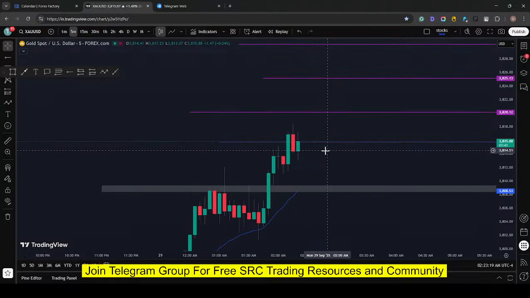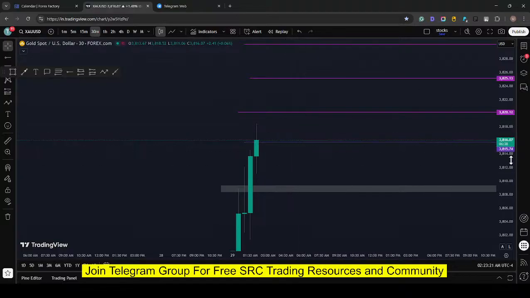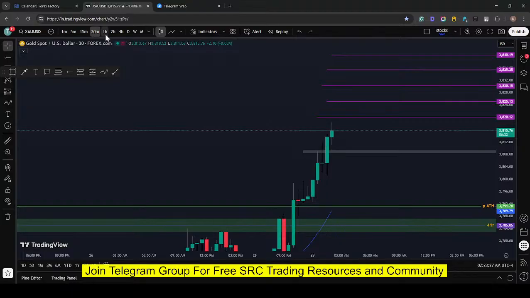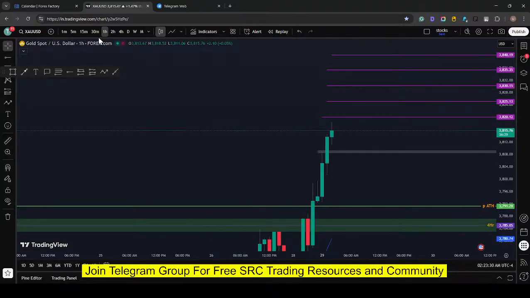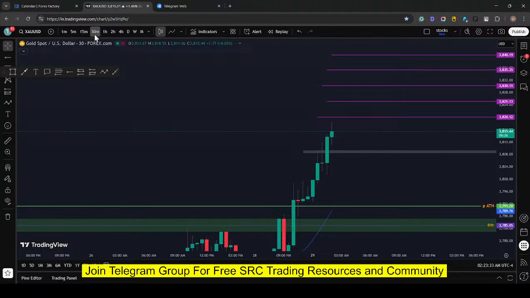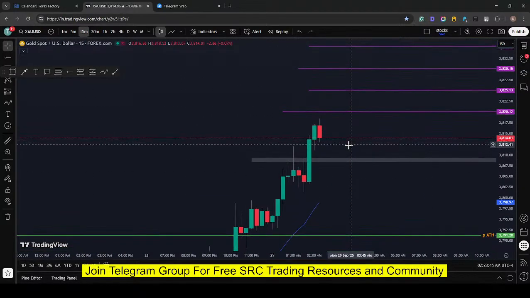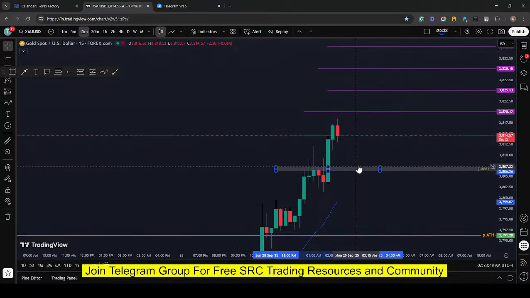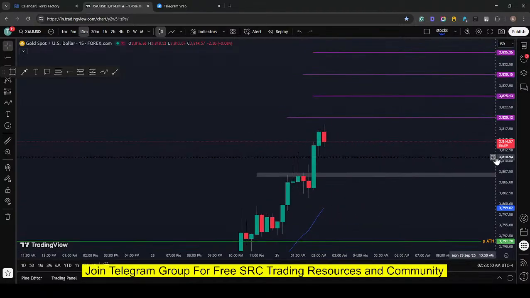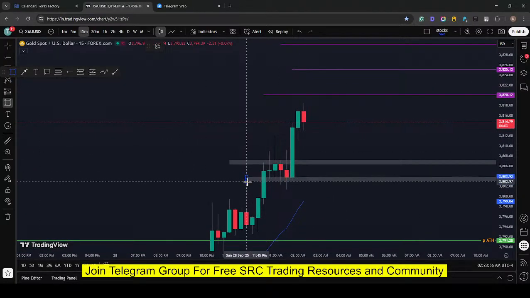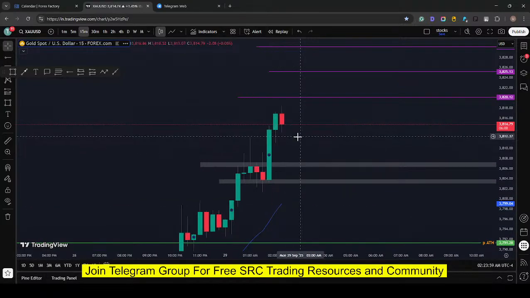Wait for 1 minute to close this 5 minute candle. Can we take some buys? Let's see. 1 hour time frame, positive, pushing back up. 15 minute is what it is. This was the last good support.